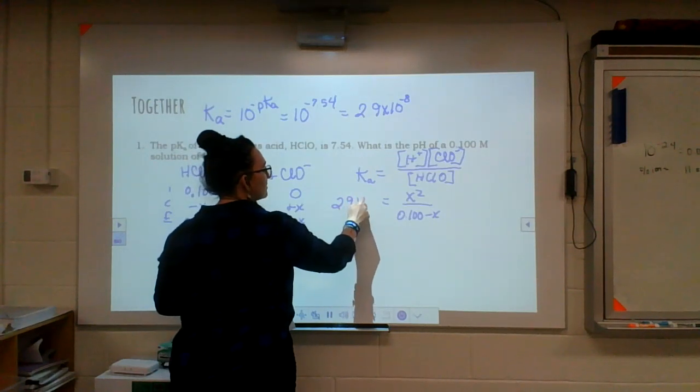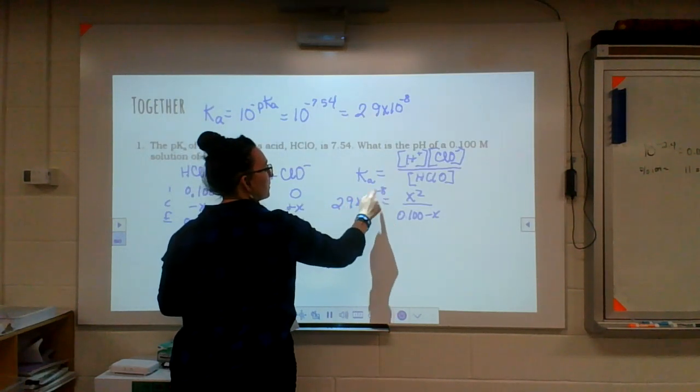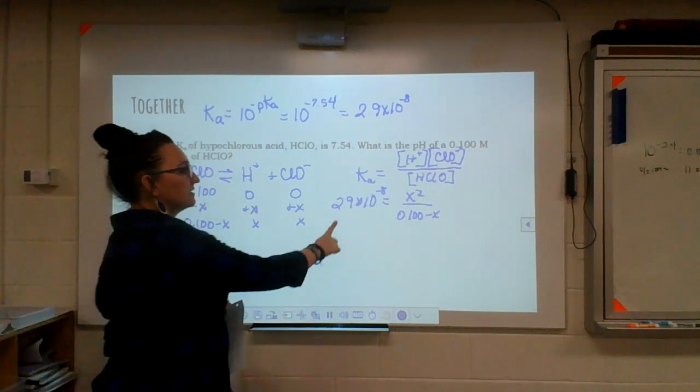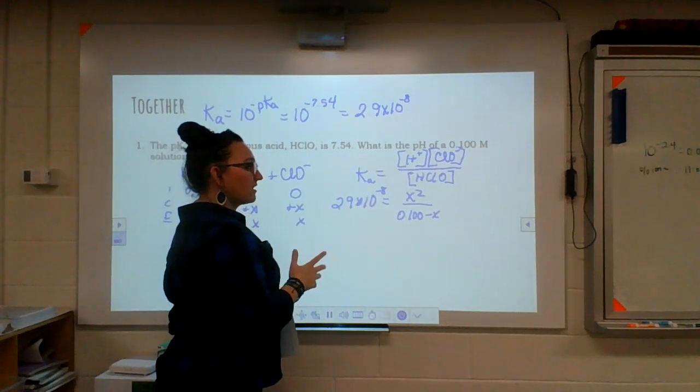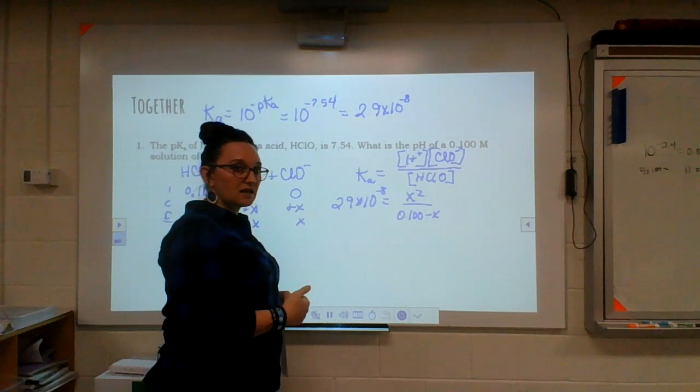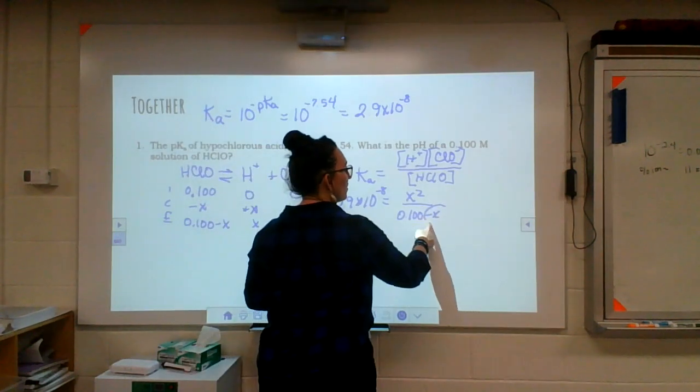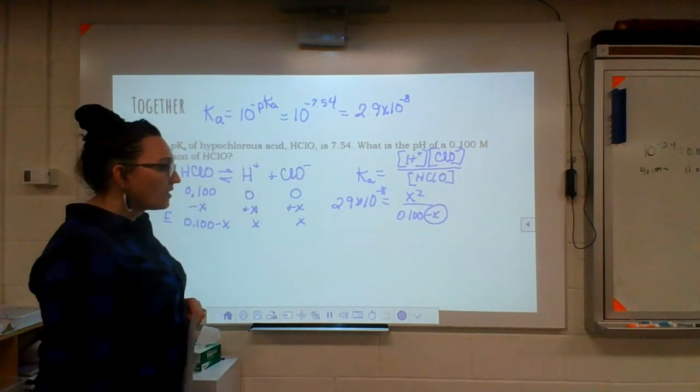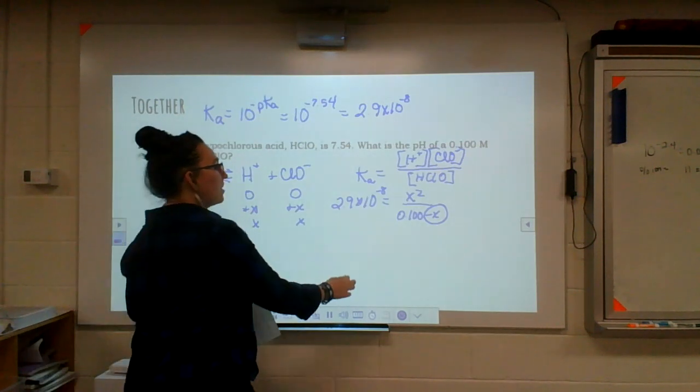And so I'll get x is equal to 5.4 times 10 to the negative 5th. But again, this is equal to the concentration of my hydrogen ion.